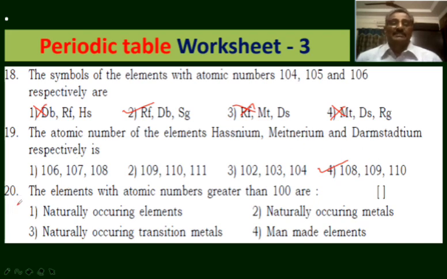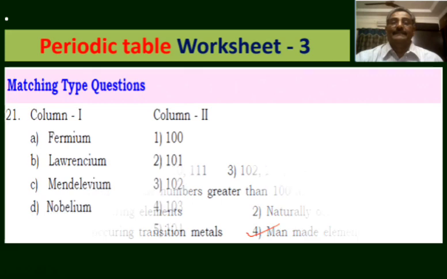Next 20th question. The elements with atomic numbers greater than 100 are called transfermium elements, or naturally occurring elements, naturally occurring metals, naturally occurring transition metals, man-made elements. These are all man-made elements from 93 onwards. So man-made elements is the correct option in the given 4 options, and these elements are also known as transfermium elements, as the atomic number of fermium is 100.